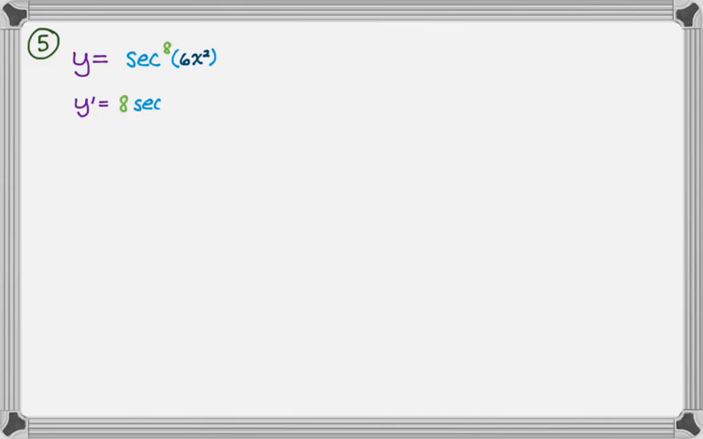So first, it's going to be 8 secant to the 7th of 6x squared, so that's a power rule, times the derivative of secant of something. The derivative of secant I know is secant of that thing times tan of that thing. So a lot of trig derivatives just kind of get out of hand because some of the derivatives pick up extra stuff. So after I did the derivative of secant of something, I also had to multiply by the derivative of that thing. The derivative of 6x squared is 12x.